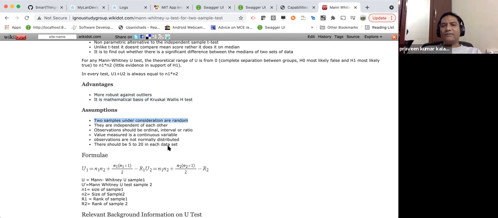Okay, so you have two groups here as well. You are comparing these two groups, and obviously the sampling is random. They are independent of each other. These are very basic for any kind of test. You have to sample it in a proper way. So this can actually measure anything. It need not be just a ratio or interval. It can do it for ordinal as well.